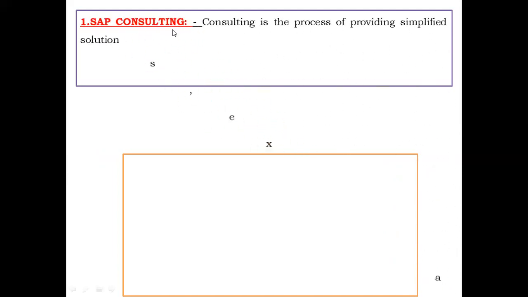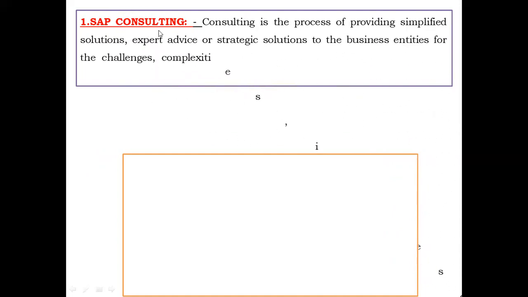Well, fine. Next, go for the topic SAP consulting. So we already know what consulting is. Suppose I'm not feeling well, I need to consult somebody for what purpose? To get some suggestion, to get some idea, correct? To get a solution to some problem. So we call it consulting.